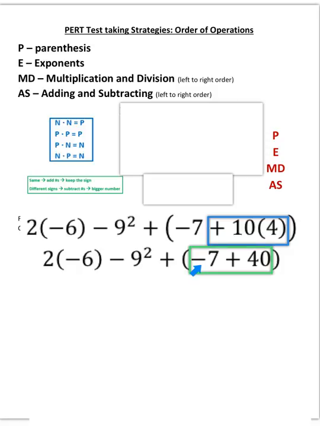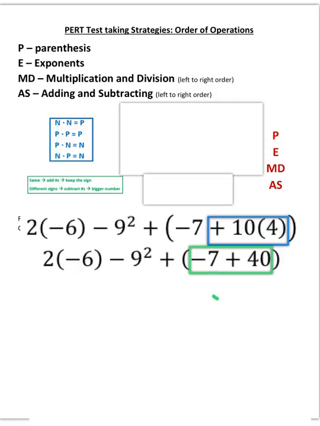I box everything that I'm going to be combining in a green box, so it reminds me to follow the green rules. If you have a blue highlighter or green highlighter, that will help you during the test. Negative 7 plus 40. Ask yourself, same sign, so I'm going to add them. Different signs, so I'm going to subtract them. One is negative, one is positive. Therefore, I'm going to subtract the numbers.